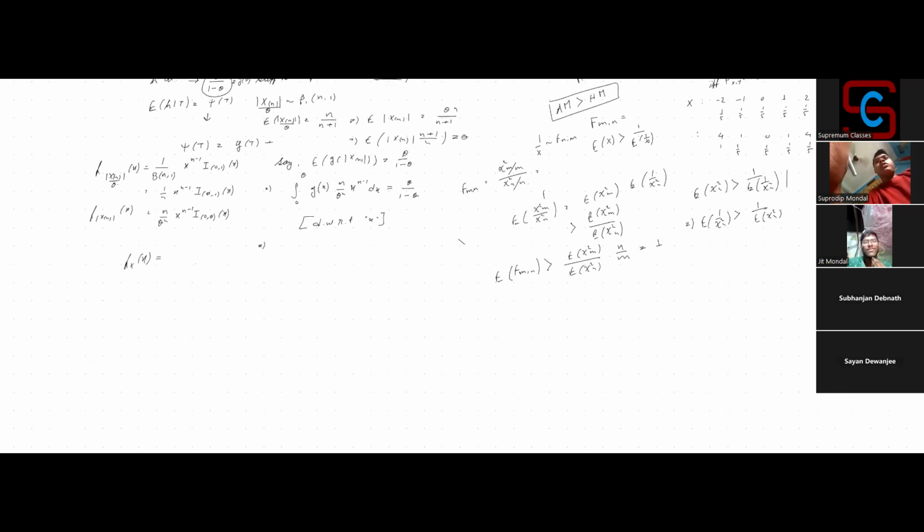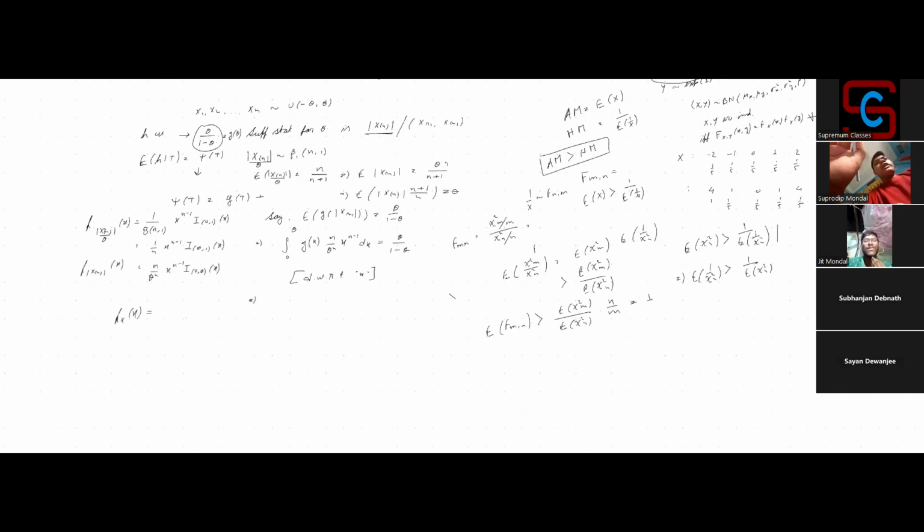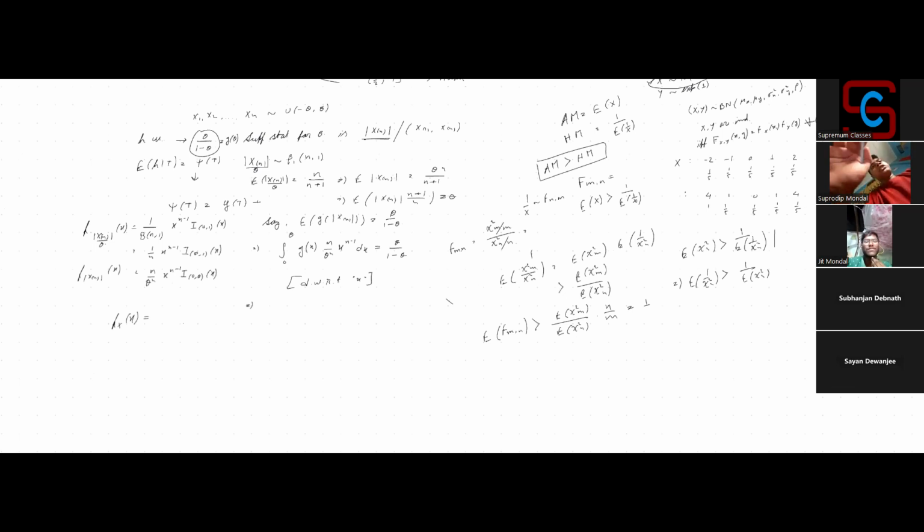F of x, theta. You can take the mod also. There will be two MLEs: one will be based on this sample, the other one based on the mod. Then the MLE will be mod of x order n, and the MLE of theta by 1 minus theta should be mod of x order n by 1 minus mod of x order n. So basically the two MLEs are the same.